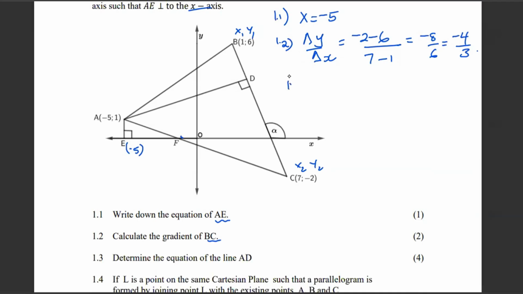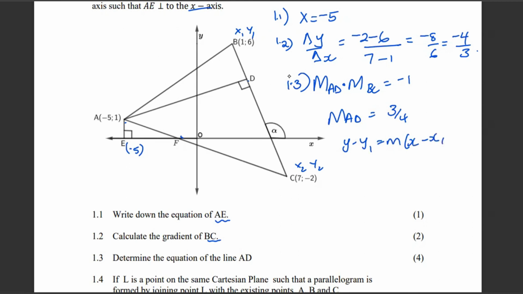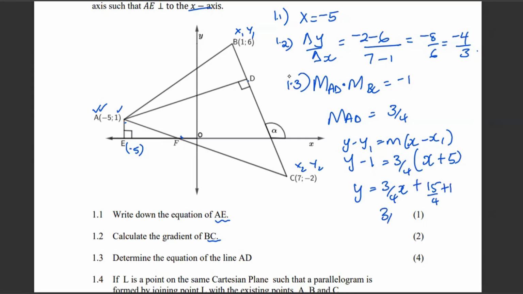Then 1.3, they want us to get the equation of AD. Now we know that AD is perpendicular to BC, meaning that the gradient of AD multiplied by the gradient of BC must give us -1. So the gradient of AD, just flip this and multiply by -1, is 3/4. Then y - y1 = m(x - x1) is the general equation of a straight line. I'm going to use point A. Where there is y, I'll put a 1, where there is x, I'll put a -5. So y - 1 = 3/4(x + 5), because a negative and negative give me a plus. Open this up: y = 3/4x + 15/4 + 1, so y = 3/4x + 19/4. That is the equation the question wanted.